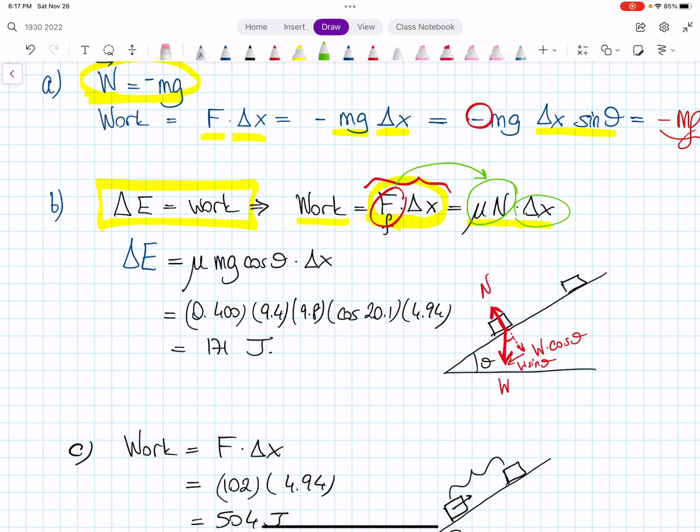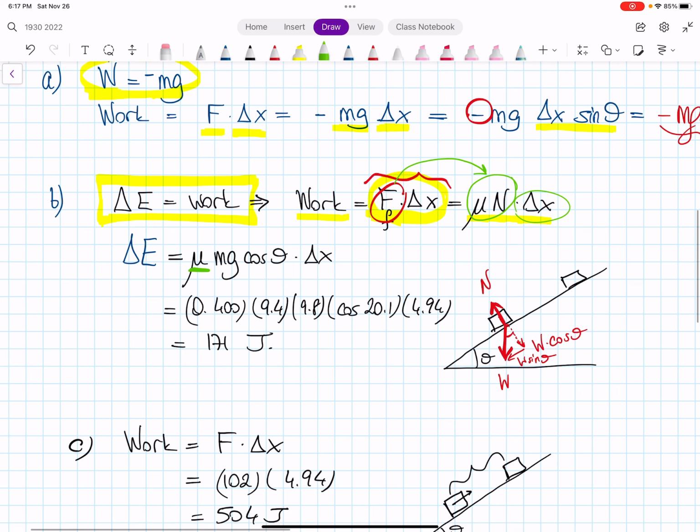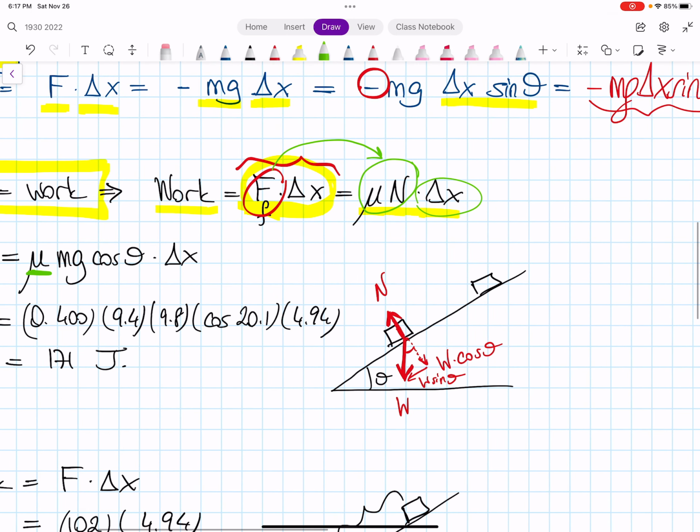Continue working. You have mu. What is the normal force? Now you have to go back to the diagram and figure out what the normal force is. The normal force is not given to you by a specific equation. You have to figure it out.